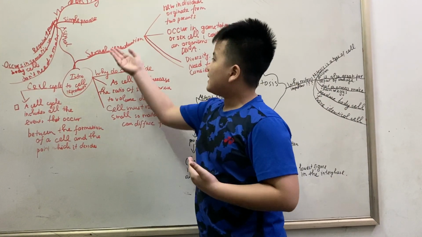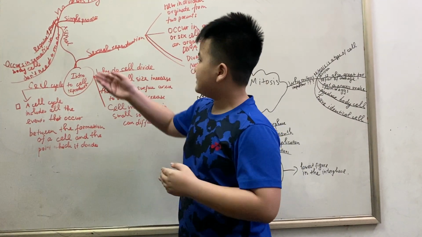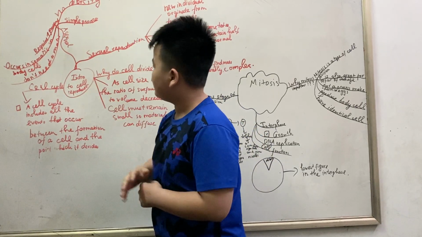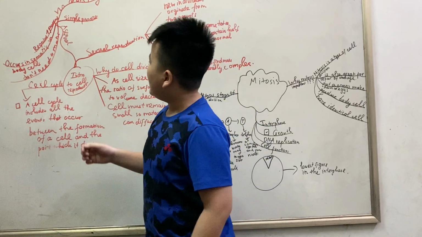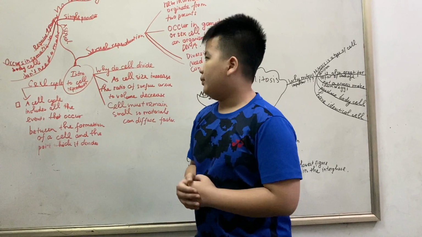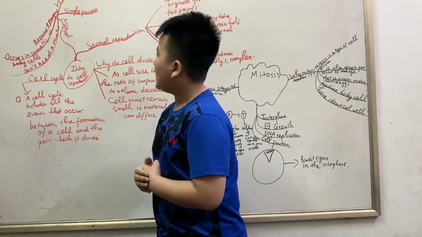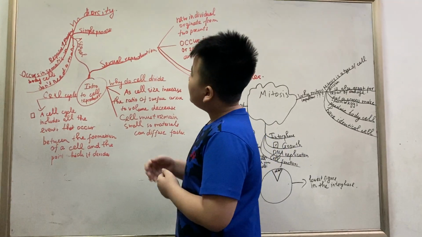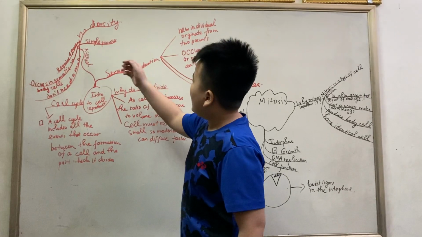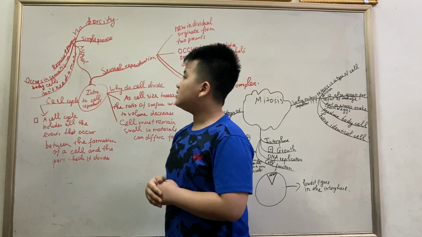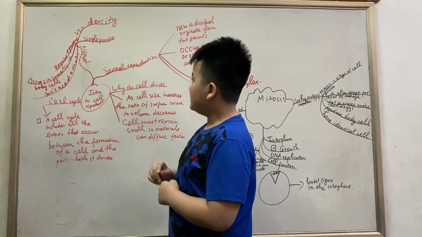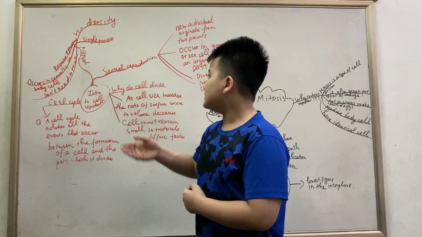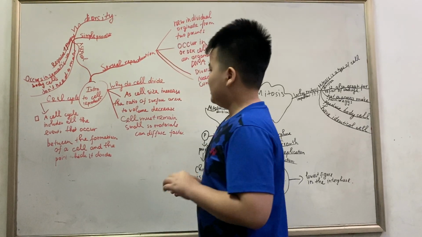Let's talk about asexual reproduction. Asexual reproduction occurs in somatic body cells, and in the process they don't need a mate to reproduce, but there's no diversity. But it is a simple process.